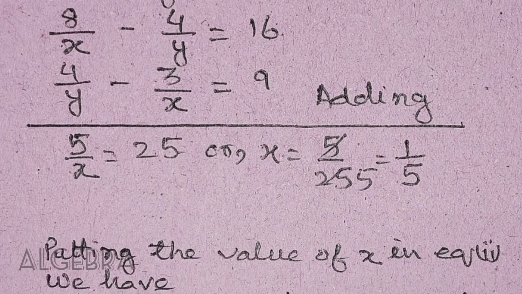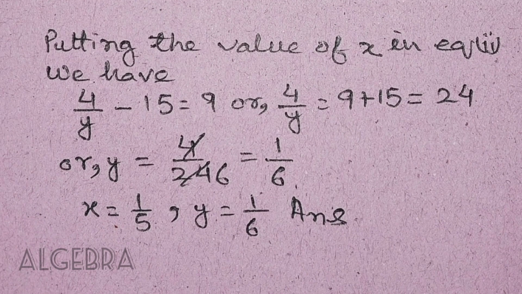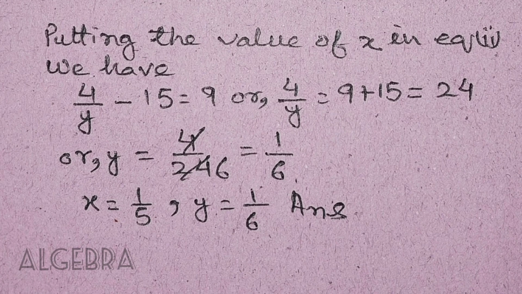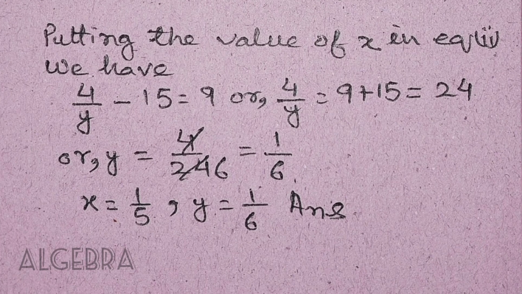Putting the value of x in equation 2, we have 4/y - 15 = 9, or 4/y = 9 + 15 = 24, or y = 4/24 = 1/6. So x = 1/5 and y = 1/6.